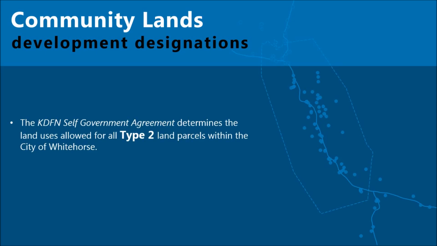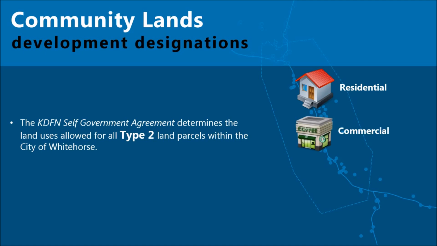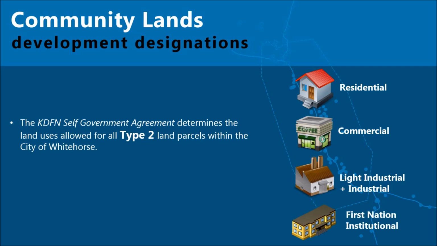And each of those Type 2 parcels has a land designation. And they are designated within the self-government agreement as one of several types: residential, commercial, light industrial, and industrial, or First Nation institutional. And this means that Kwalendon, as it develops those lands, has to follow those original designations within the self-government agreement. That doesn't mean that those designations cannot be changed, but they do mean that if they are changed, they require the approval of the Yukon or the city of Whitehorse.